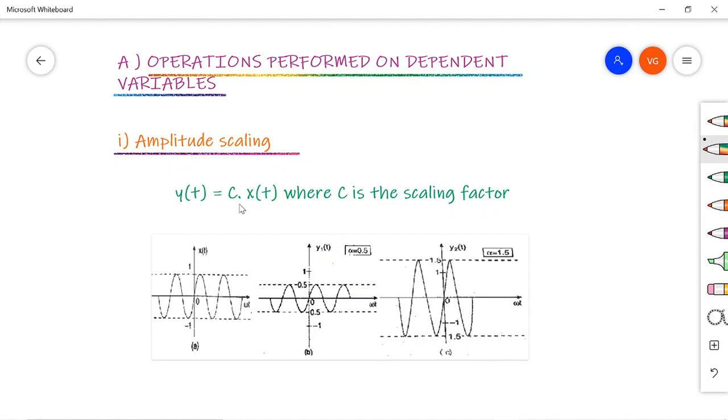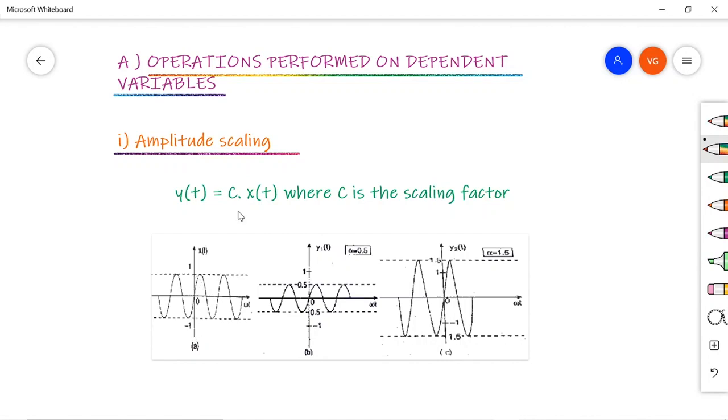If the signal is x of t and you are multiplying the signal with some constant c, the resulting signal is y of t. This type of operation we call amplitude scaling. Here c is called a scaling factor. So the c can be any constant, any number. Let us consider a base signal, let us say x of t, some sinusoidal signal with peak to peak amplitude 1 to -1.